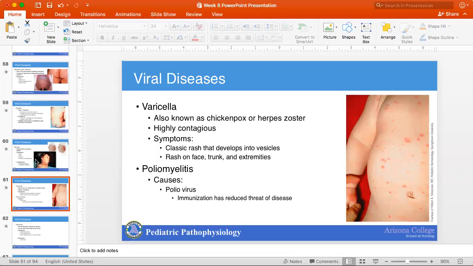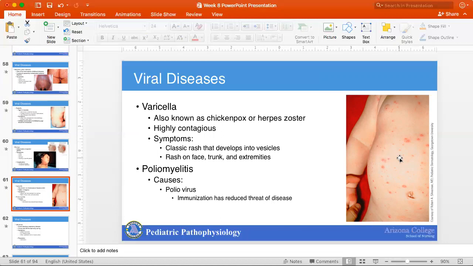Varicella, also known as chickenpox, highly contagious. Symptoms would be a classic rash that develops into vesicles, rash on the face, trunk, and extremities. And treatment of it now is sort of changed. I know growing up, if one child had varicella, had chickenpox, you kind of would just put them all in a room together. Let's get them all chickenpox while they're young, so they don't remember having this painful disorder.